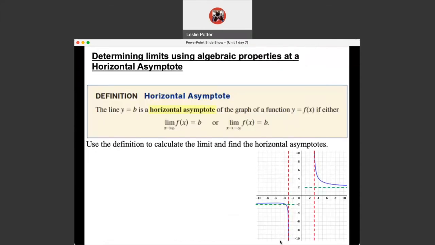Okay, so we're switching gears now. We're talking about horizontal asymptotes. We're talking about those green ones now. Okay, these are fun. I like these because horizontal asymptotes, they're horizontal lines. And so we know they have the equation y equals that b value. So in this case, this horizontal line is y equals 2, and this horizontal line is y equals -2. Okay, so y equals b is a horizontal asymptote of the graph of the function f of x if either of these things is the case.